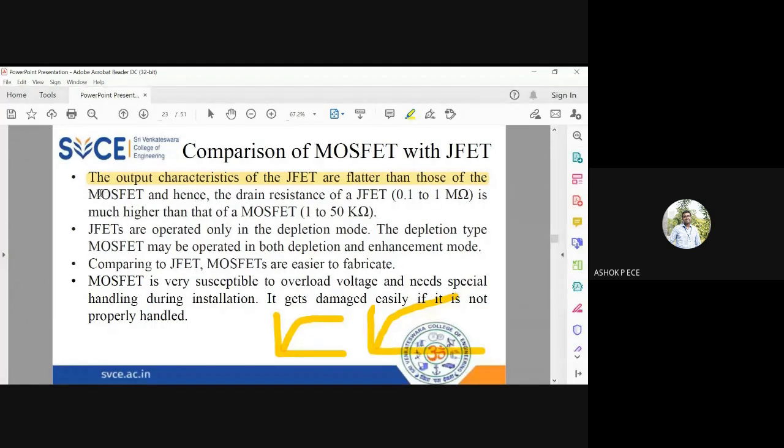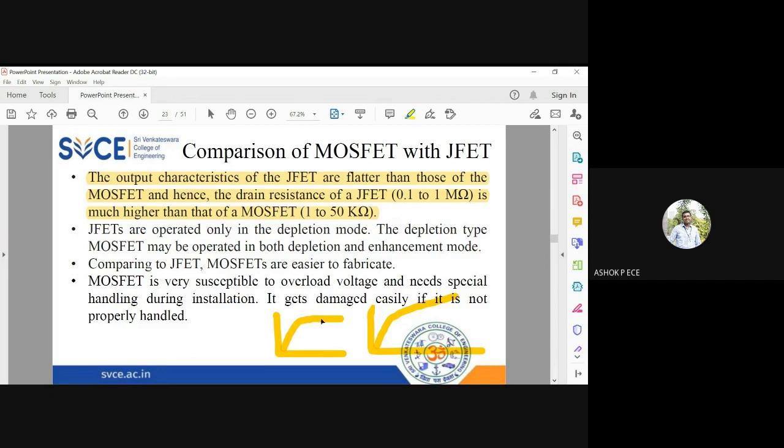And hence the drain resistance of JFET is very, very high because it is flat. It reaches saturation very quickly. So the drain resistance of JFET is very, very high compared to MOSFET. In MOSFET, it is not in saturation. It is still keeping on increasing. Only when the current becomes constant, you call it saturation. So when you have a very heavy current flowing through your device, that scenario is going to be called saturation.